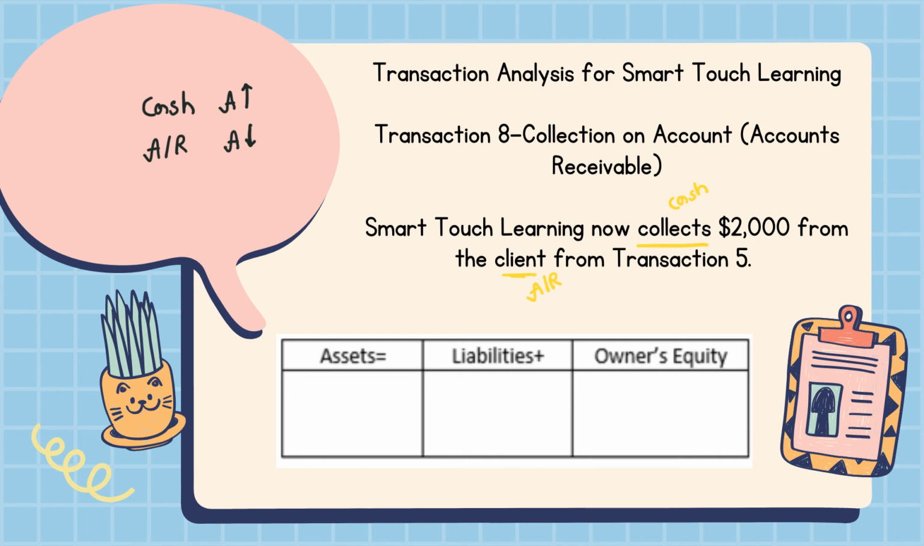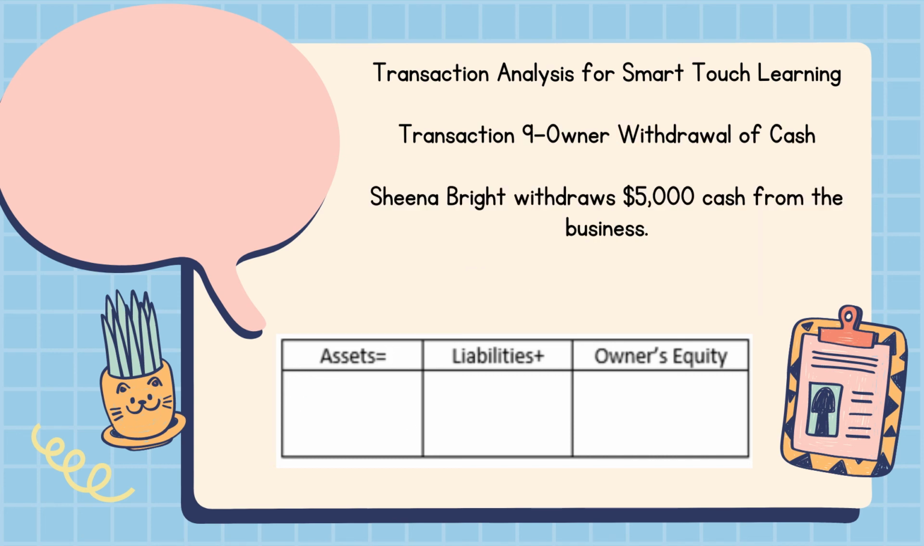So under assets, I'm gonna write cash and accounts receivable. As you can see, both are under assets, so they should go in opposite directions. So cash will go up by 2,000 while accounts receivable will go down by 2,000 to keep the equation balanced.